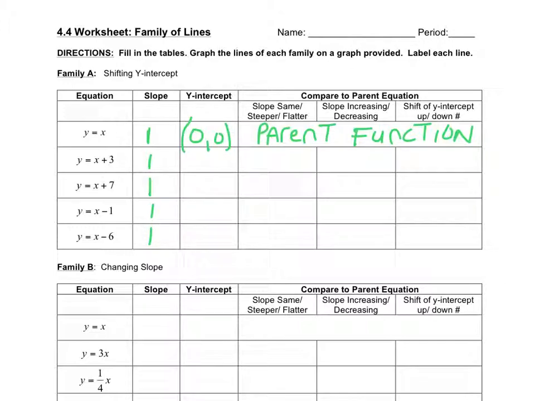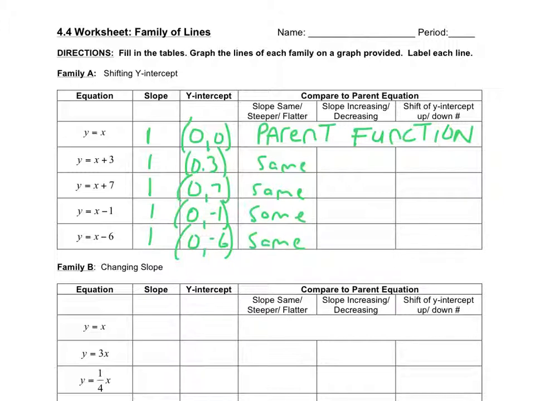And the y-intercept has to do with this number here, the b. So we can actually just list all of our y-intercepts. This one would be (0, 3). This one would be (0, 7). This one is (0, negative 1). And this one is (0, negative 6). So those are the y-intercepts for all of those. And then it says, is the slope the same, steeper, or flatter, right here. And the slope is the same on all of these, so I'm just going to put same for all. Easy peasy.